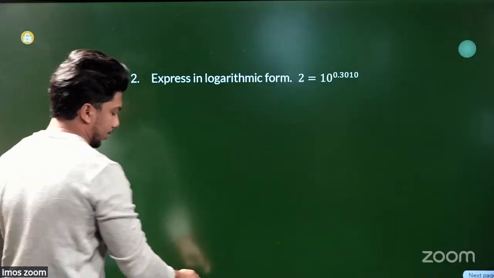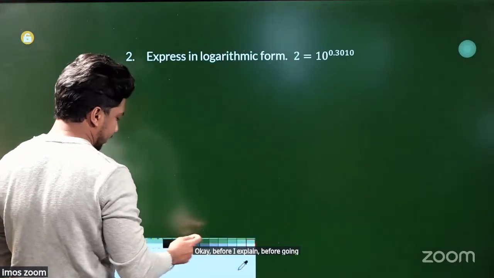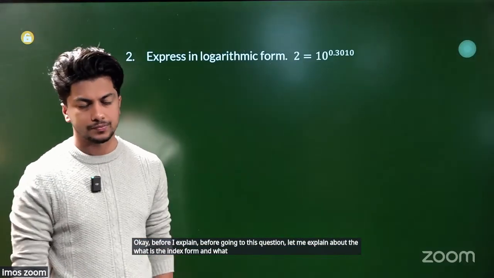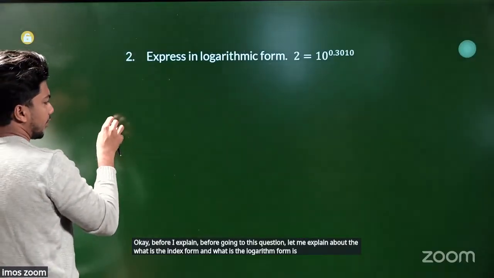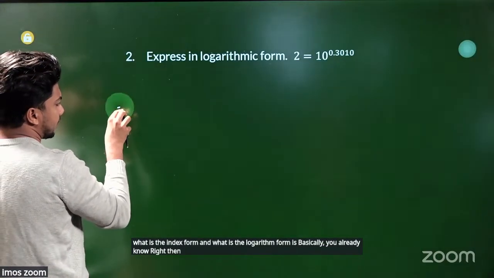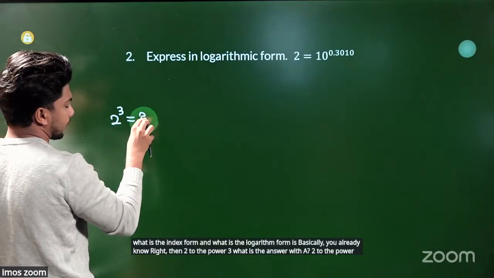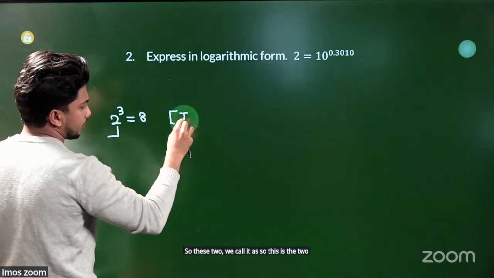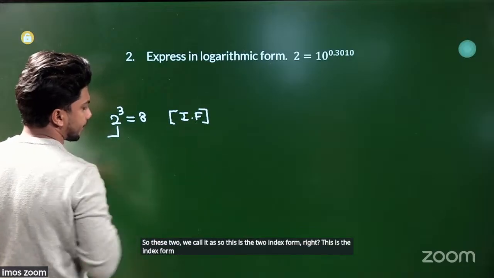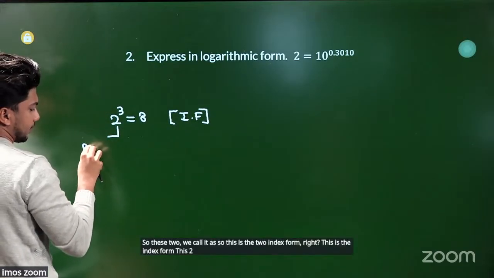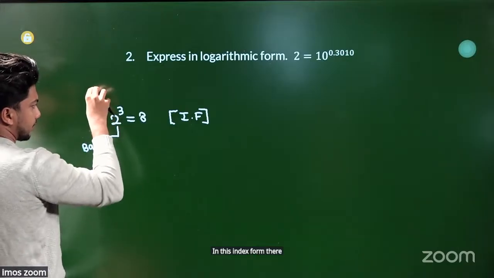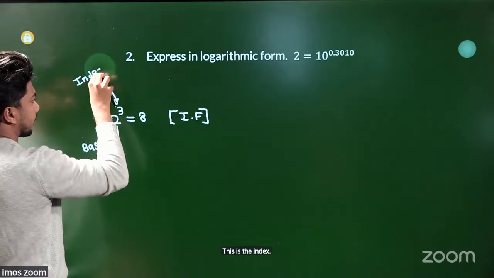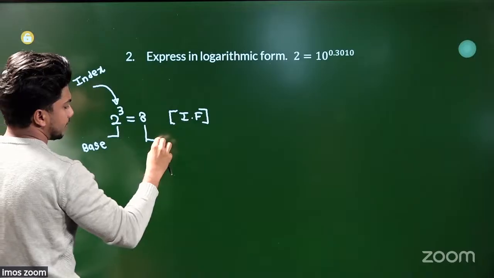Okay, before going to this question, let me explain what the index form and the logarithm form are. Basically, you already know, right? 2 to the power 3, what is the answer? 2 to the power 3 is 8, right? So this is the index form. This 2 is the base. This is the index, and this is the value.